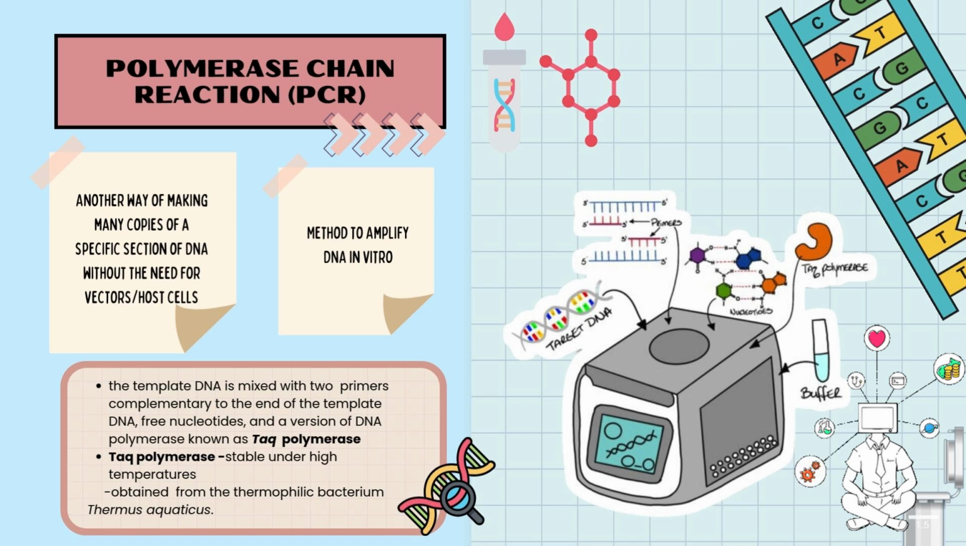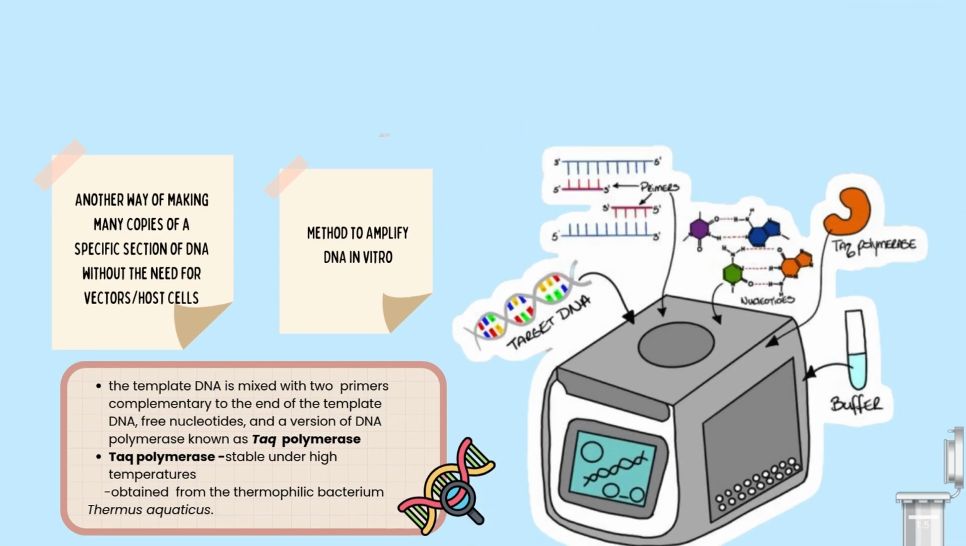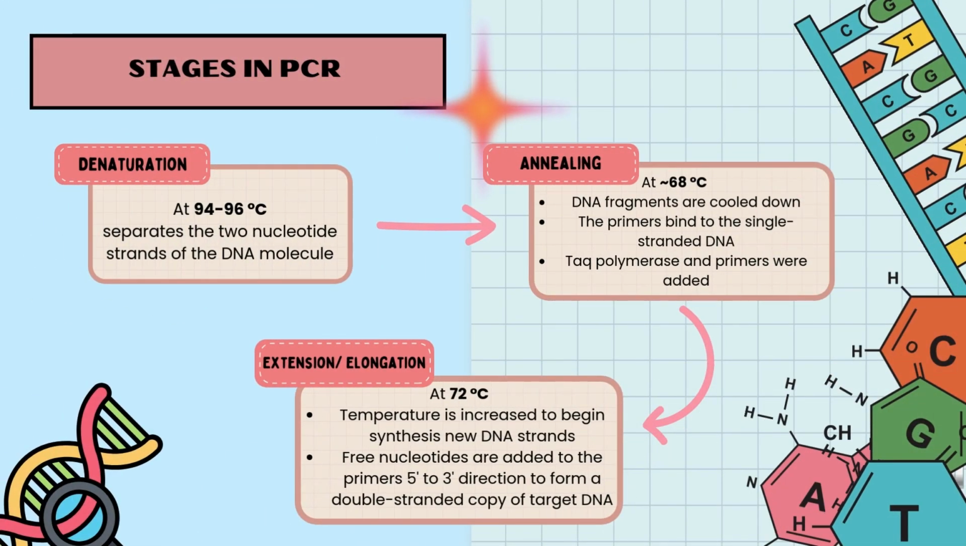As you guys can see, these are the components required in PCR, which is the PCR machine itself, DNA fragment, DNA primer, free DNA nucleotides, Taq polymerase, and also mix buffer. Lastly, for this subtopic, we will see the stages in PCR.